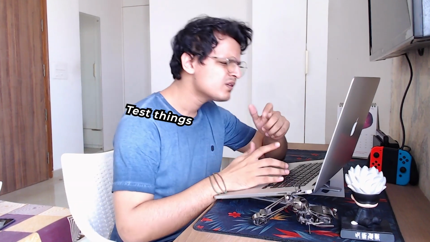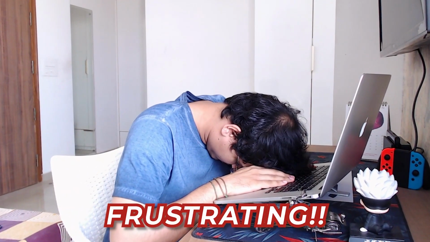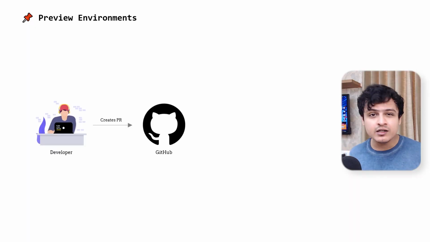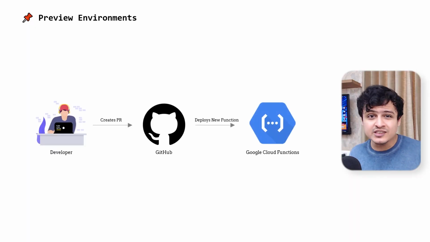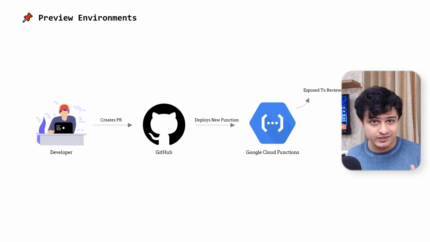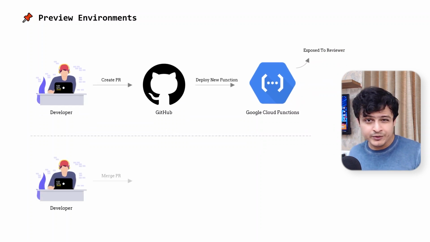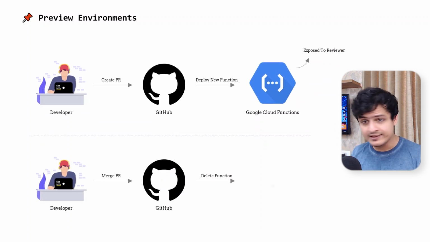The person reviewing the PRs usually has to clone the code to test things out. This takes time. Worse, it's super frustrating. What if for each new PR that we create, a new function is deployed and exposed directly to the reviewer? Also, when the PR is merged or closed, we can delete that function. This would make the reviewer's life so much easier and wouldn't even interfere with the main version.